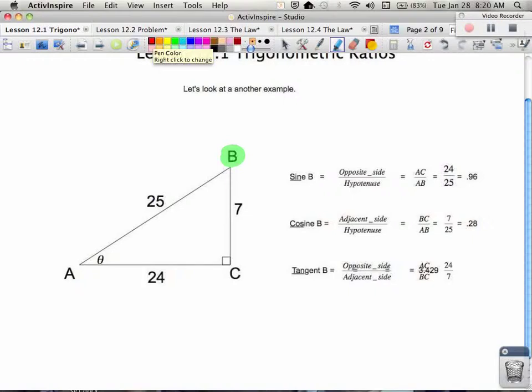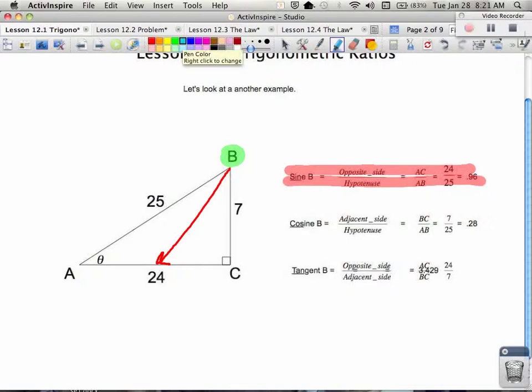So as I look from the point angle B there, I know that the side that's opposite to angle B is this side right here. And that means that when I look for the sine, I'm going to have 24 as my opposite side. The hypotenuse doesn't change, it's the longest side in this right triangle, and it happens to be 25. So the answer to what is the sine of angle B is the opposite over the hypotenuse, or in other words, 24 over 25.